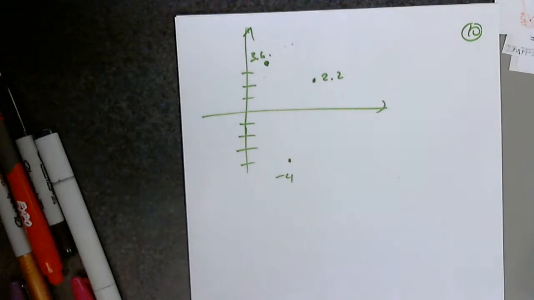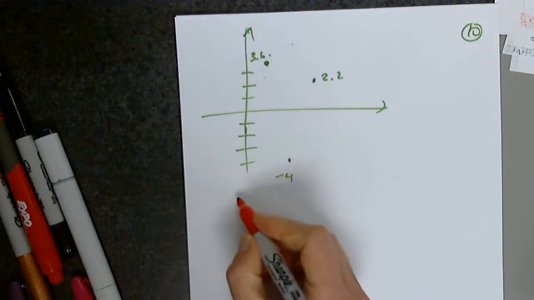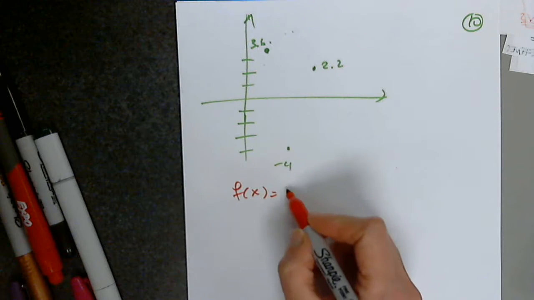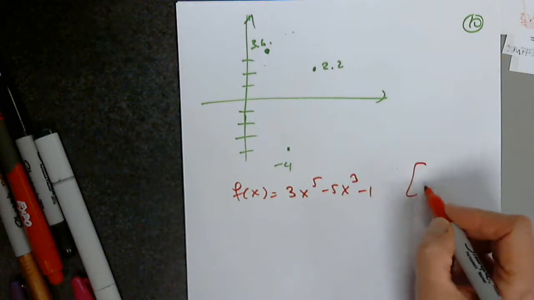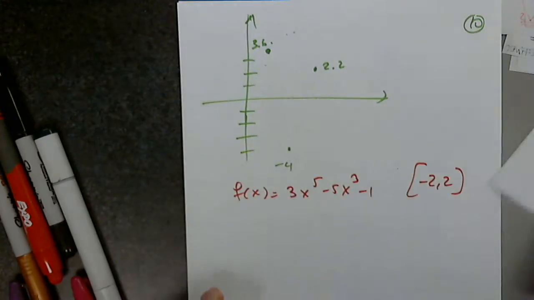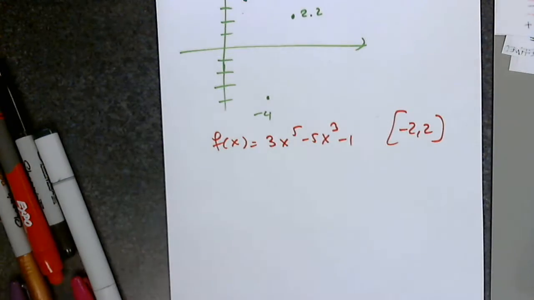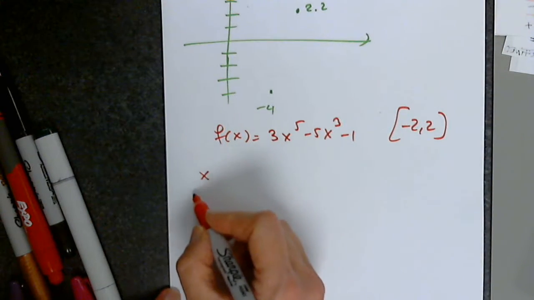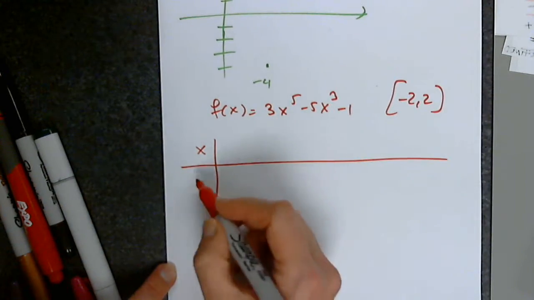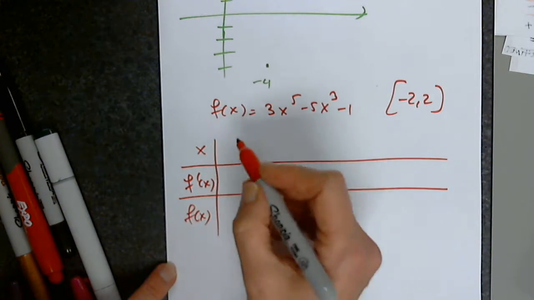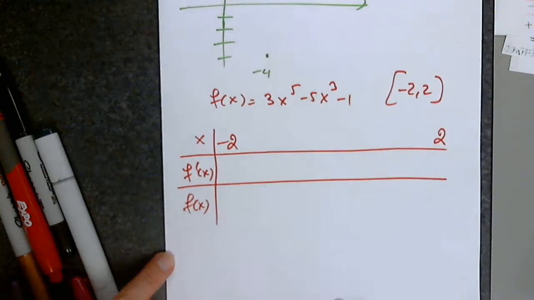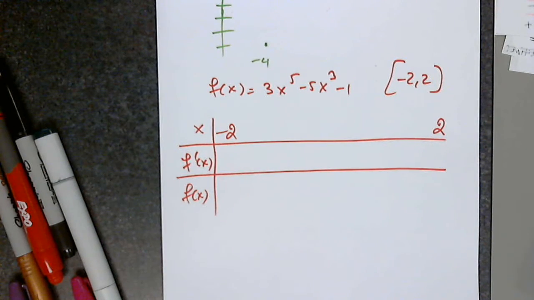Okay, so let's look at f of x equals 3x to the 5th minus 5x cubed minus 1 on the given interval -2, 2. Like before, I will get my chart going. I will use f prime of x first, and then f of x. I have -2 to 2. So I'm asked to find the local max, absolute max, local relative min, everything about this function.